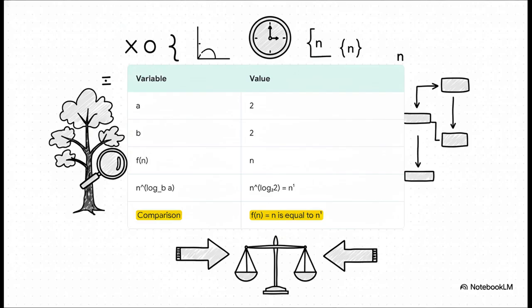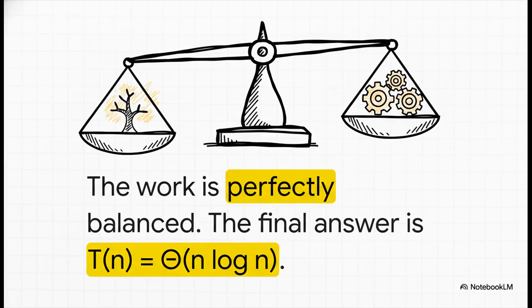Hey, that's a perfect match. And because they're equal, that puts us squarely in case 2. The work is perfectly balanced, which gives us our answer, theta of n log n. And we're done. Just like that. No recursion trees, no complicated summations. That's the power of this theorem.